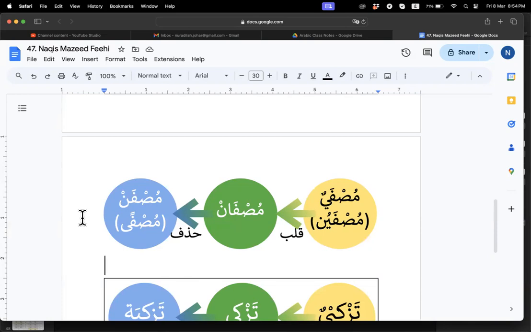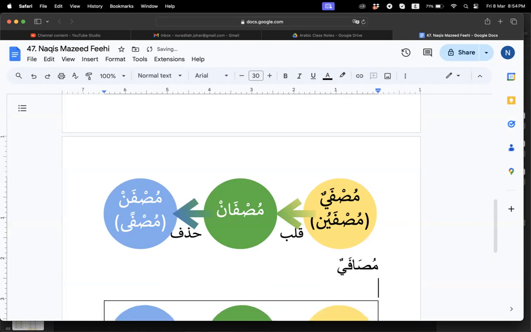Same thing in this family, the one that we're doing, Musafayun. If you were to write it, Musafayun. And then again, because the ya has a dhamma, it's too hard, so you change it to alif. And then you delete the alif.